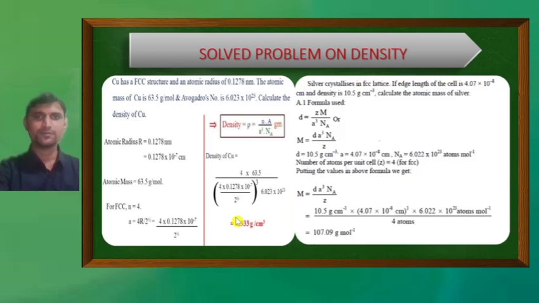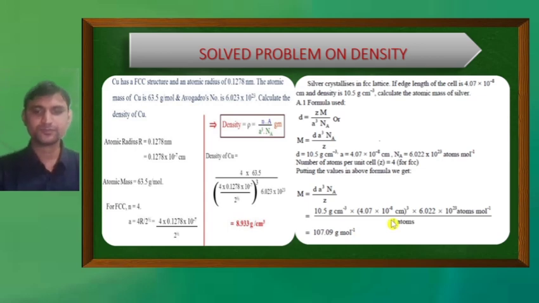Now see the next problem. In this problem, we find out the mass of silver. We have the formula, D is equal to Z into M divided by Na into A cube. So we can find the mass: M is equal to A cube into D into Na divided by Z. From this formula, we can predict the mass. So put the values in the formula and we get the mass, that is 107.09 gram per mole.